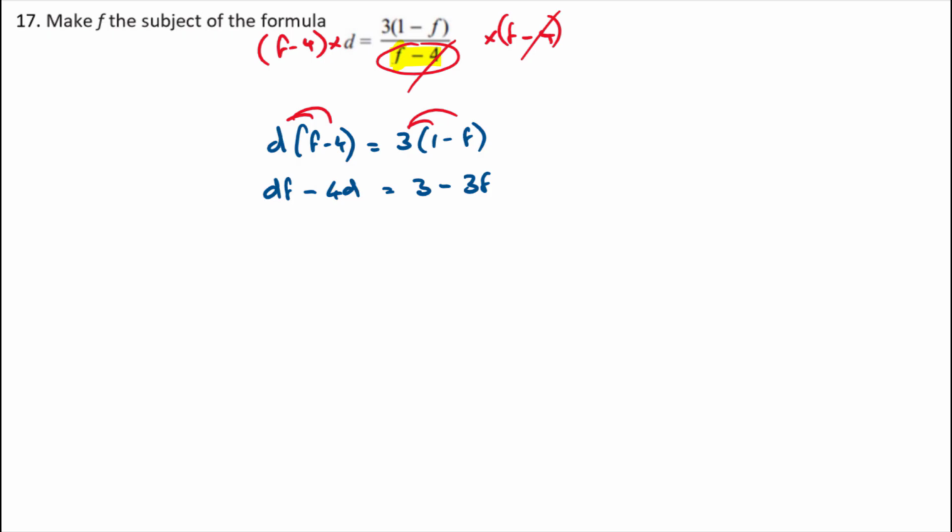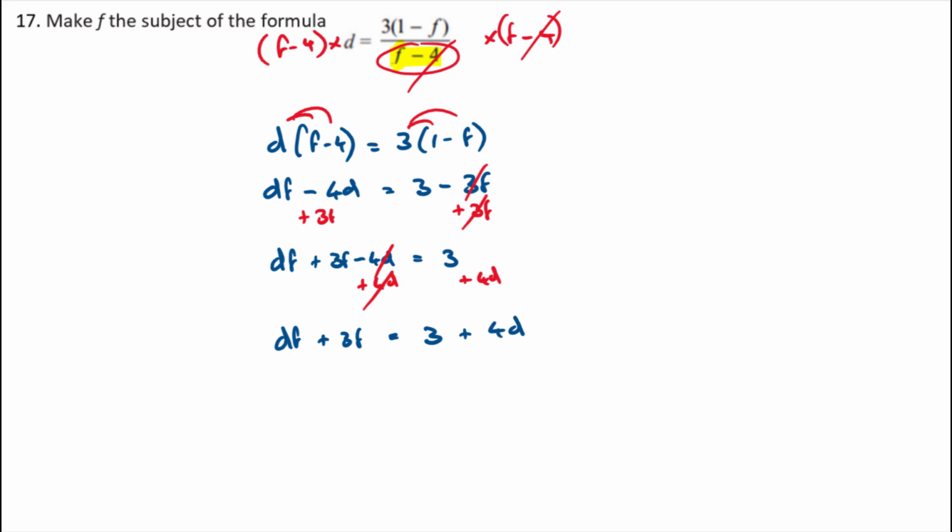Okay, so I've got f's on both sides. We're going to have to get all the f's on one side. So I'm going to add 3f to this side and to this side. Okay, so it gets rid of it there. And that's going to give me df plus 3f minus 4d is equal to 3. And then I'm going to do the opposite of minus 4d. I'm going to add 4d to both sides. Okay, so then that cancels with that. And it leaves me with df plus 3f equals 3 plus 4d.